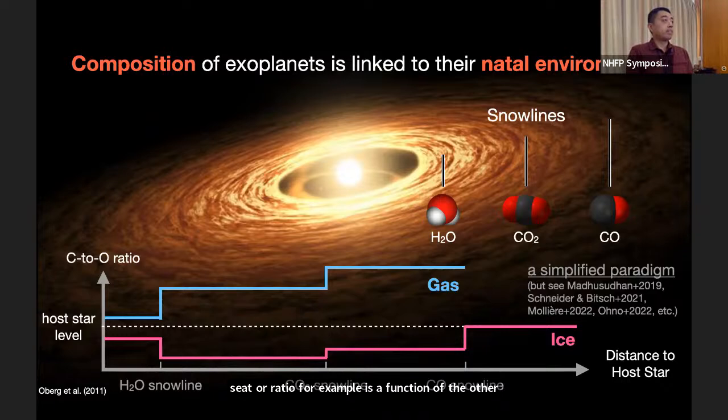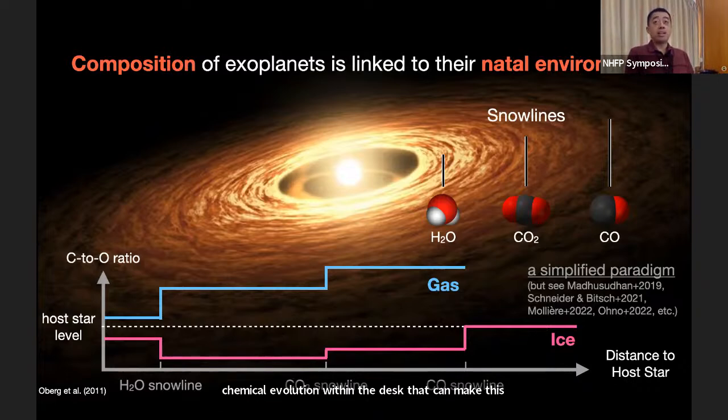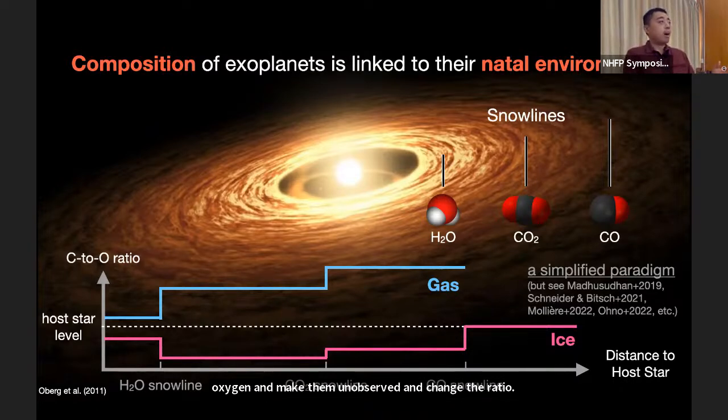But I have to also mention that this is a simplified scenario, and there are some more complexities behind this picture. One is that this is not static, which is the assumption here. So there is some chemical evolution within the disk that can make this picture more complex. Another thing is that the C/O ratio measured from the planets is not necessarily their bulk composition, especially because the planets have clouds which can sequester the oxygen and make it unobservable and change the ratio. And also their vertical mixing. And in addition, the models can have systematic errors. So that means our measured C/O is not necessarily true. So we want to really quantify the systematic errors of the models.